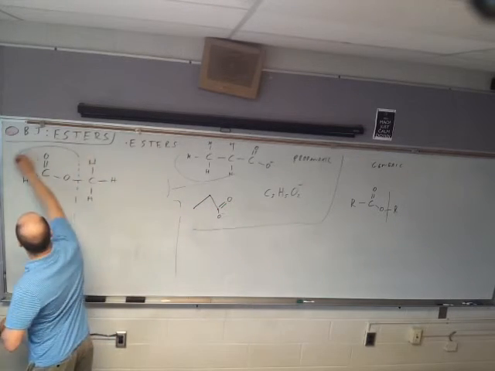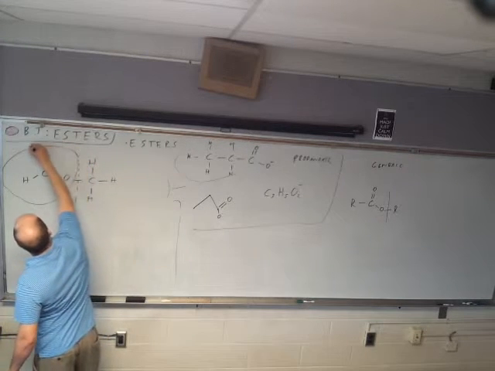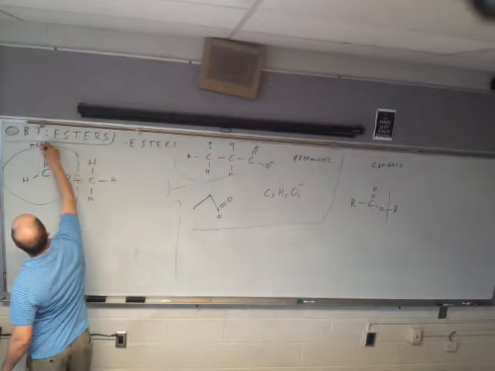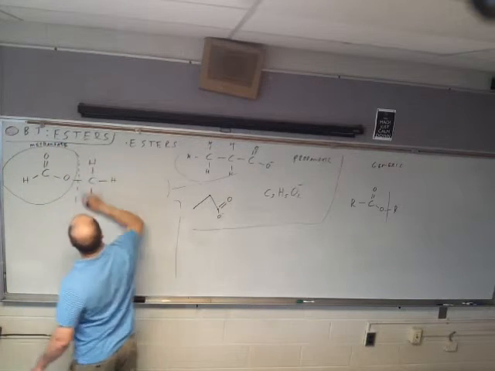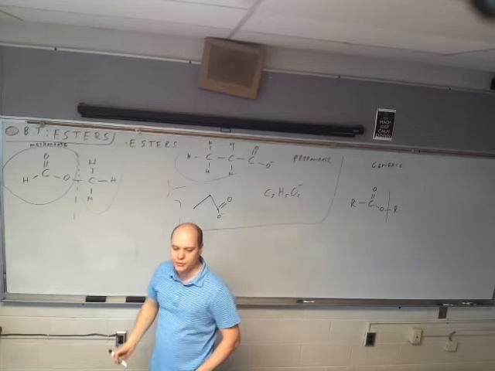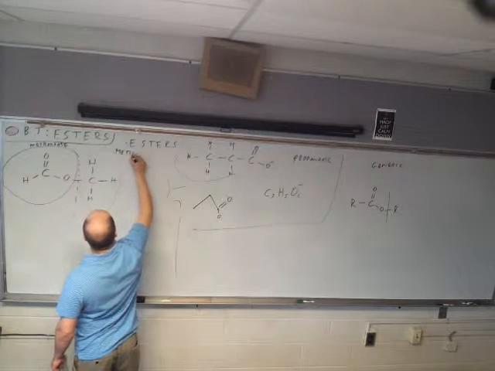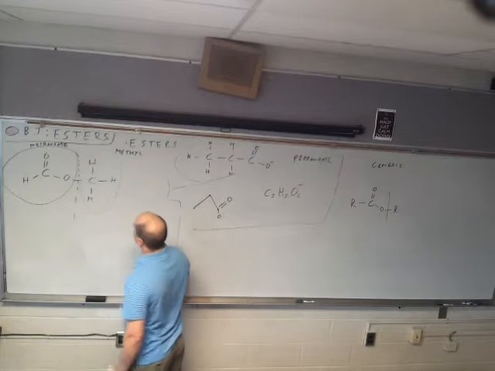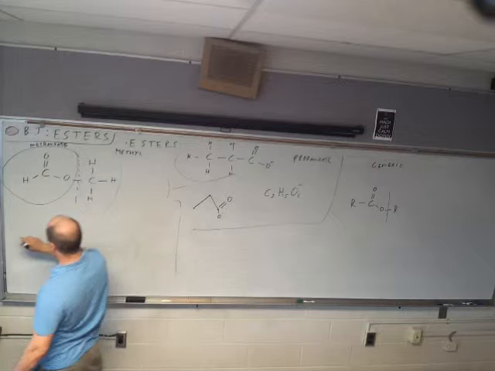So this part here, I just told you how to name. This is methanoate. And then this part you already know how to name. We've been doing that for a couple days. This is just methyl. Now you're always going to name the alkyl group first and the ion second. So it's going to be methyl methanoate.